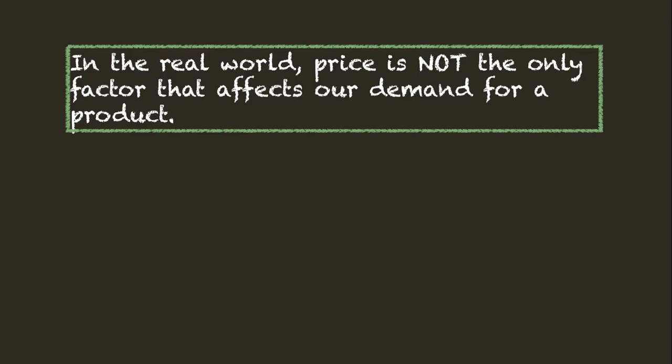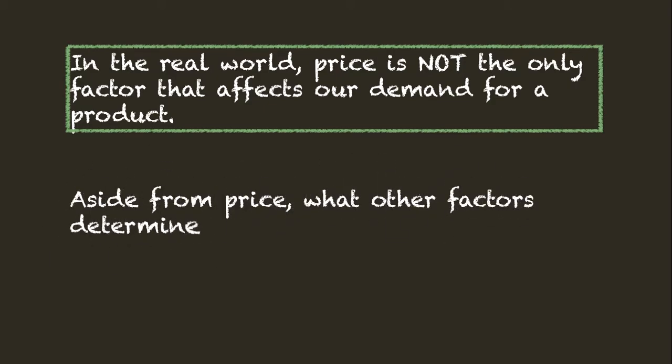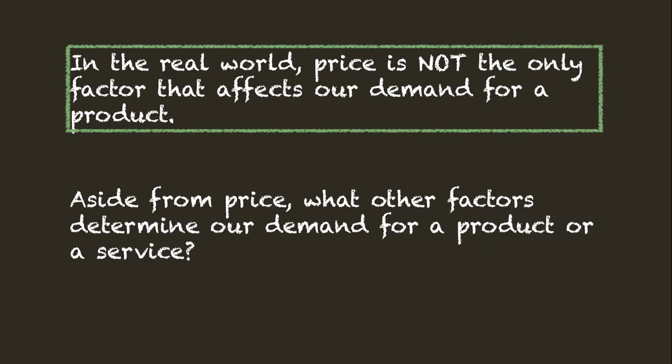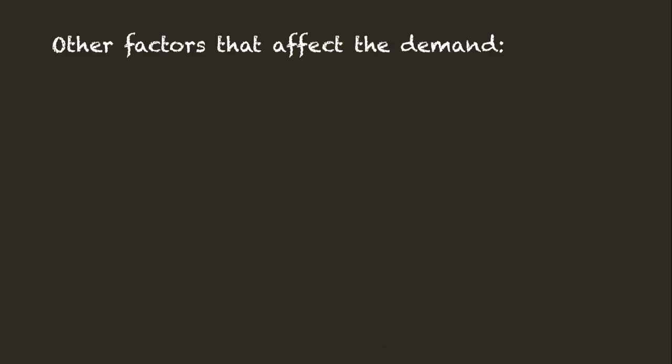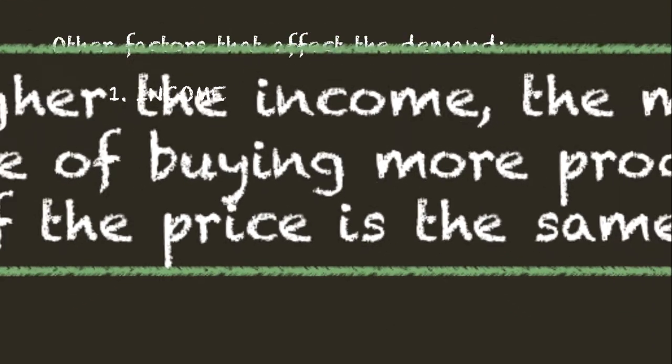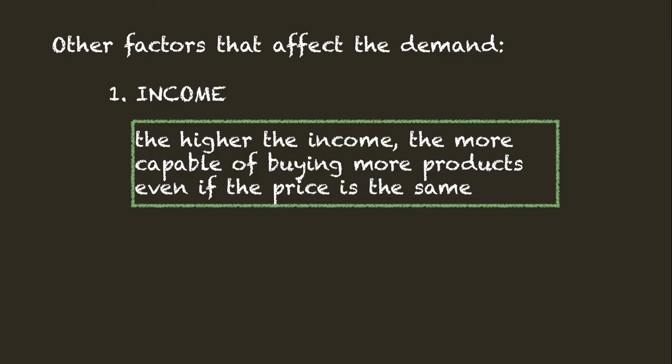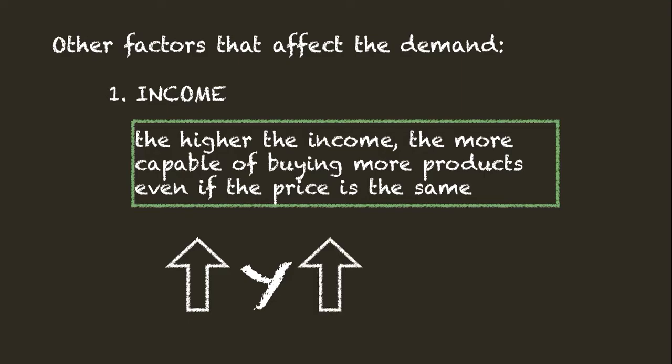But in the real world, price is not the only factor affecting our demand for a certain product. That's why, aside from price, what are the other factors that would affect the demand of a specific product or service? So here are these factors. First, we have income. The higher the income of a certain individual, the more likely that he would be able to buy a specific good or service. Therefore, as your income goes high, Y represents the word income in economics, more likely that your quantity demanded for the specific product would also increase.